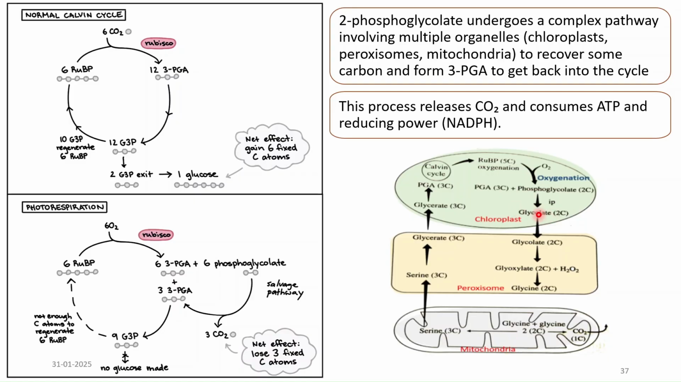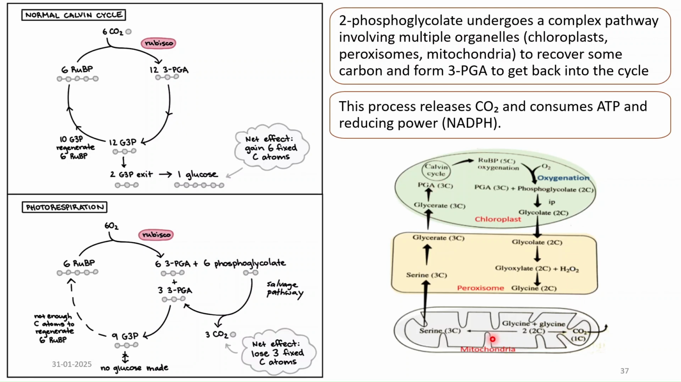Then from there, glycolate will go into the peroxisome, where it is again undergoing some reaction to form glycine. Now glycine will enter mitochondria, and in mitochondria is where the carbon dioxide is released, and this glycine will form something called serine. Serine will come back to the peroxisome. It will get converted to glycerate. Glycerate will again come back to chloroplast, and it gets converted to PGA.